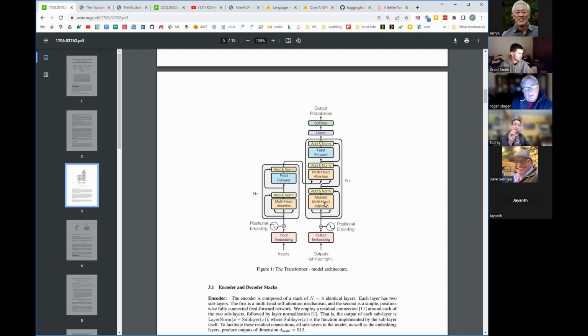But the thing is, we're not doing translation in GPT-3 anymore. We're just saying, hey, GPT-3, I'll give you a prompt, just start spitting out words. So you just don't need that other part.